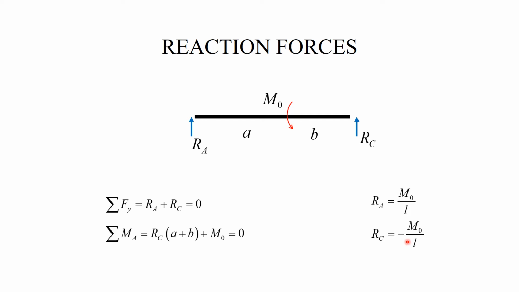These answers are very easy to interpret. The forces RA and RC form a couple. Since the distance between the forces is L, it is easy to see that the magnitude of the couple is M naught, and of course the M naught generated by the two reaction forces exactly balances the applied couple M naught.